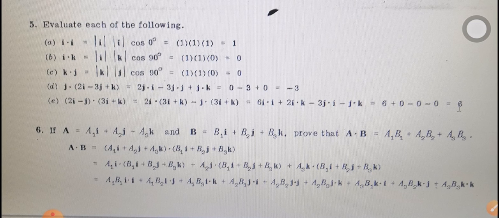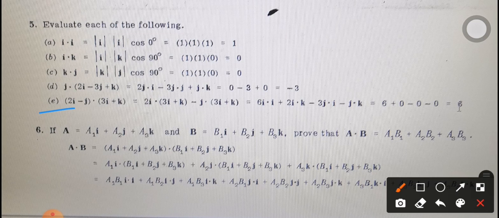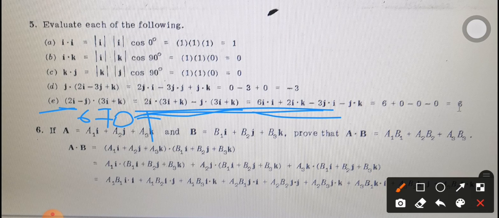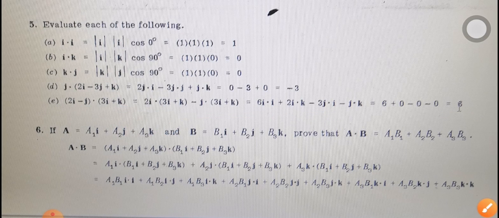Then we have question number 5 part E: (2i minus j) dot (3i plus k). Again we have used the property that a dot (b plus c) is equal to a dot b plus a dot c, or you can use the result as well, in which you do not need to perform all the calculations. We just multiply the corresponding components. The i component is multiplied with i, so 2 into 3 is 6, plus the j component is 1, but right now the j component is not present here, so that is 0, so 1 into 0 is 0. Again the k component is present here but not there, so it is 0, and 0 into 1 is 0, so 6 will be the answer in this case.